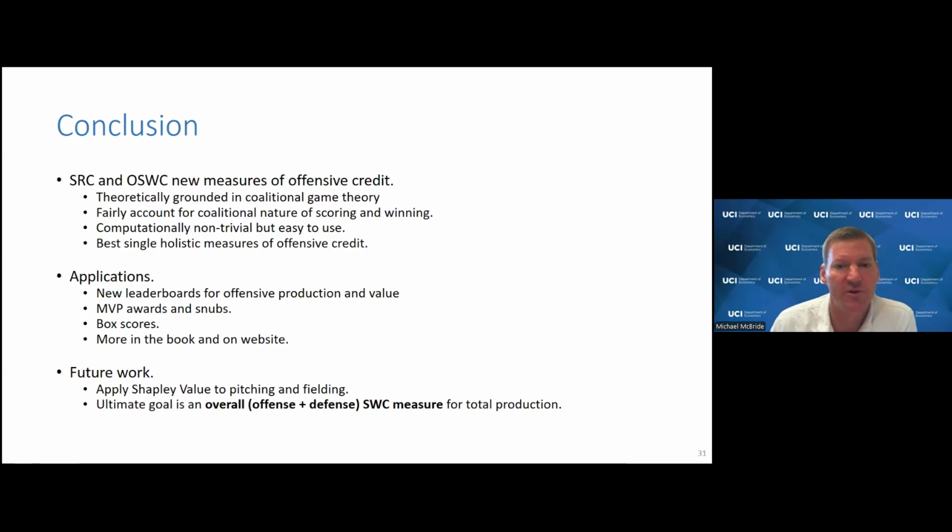Okay, so to conclude, I've created two new measures of offensive credit. These are grounded in coalitional game theory. They account for credit in a fair way according to these fairness axioms. They're computationally not trivial, let me emphasize that, but they're super easy to use and interpret. They're just simple shares. And I argue they're the best single holistic measures of offensive credit that exist in baseball now.